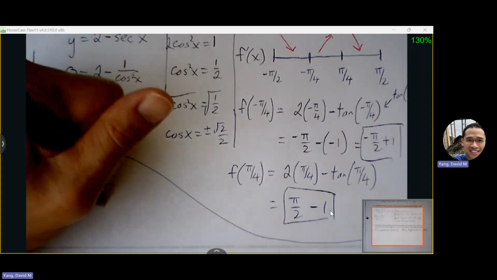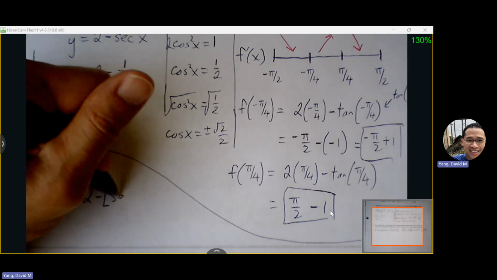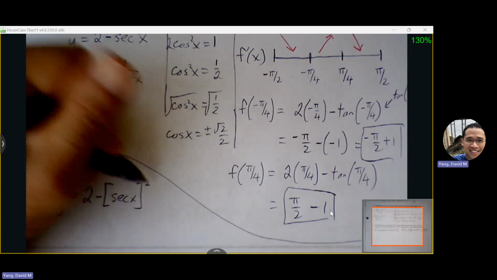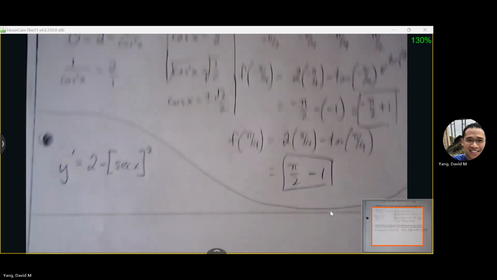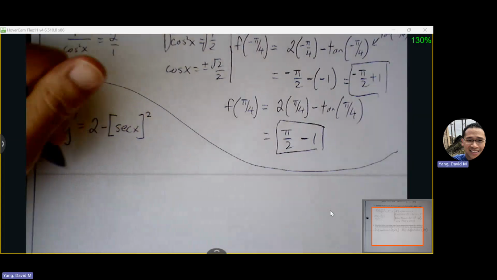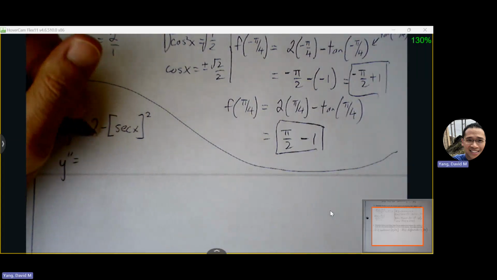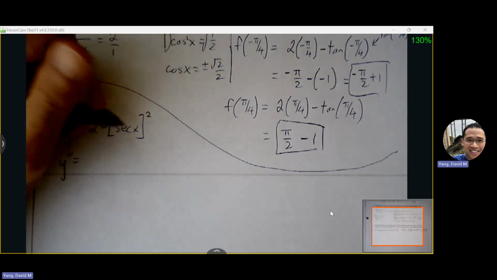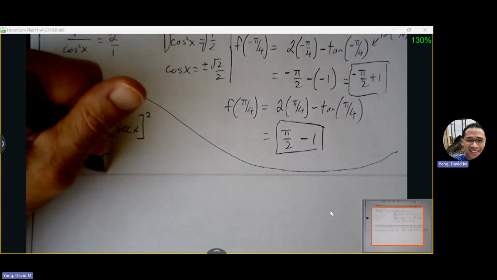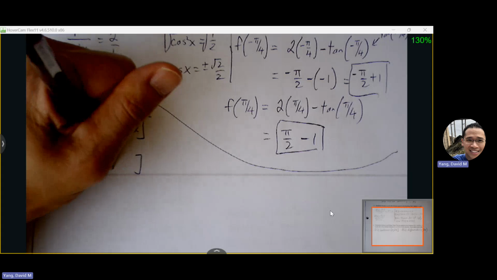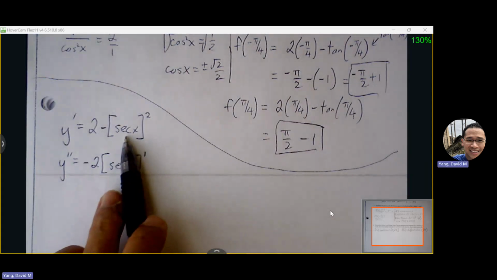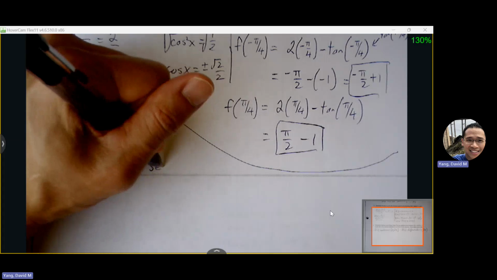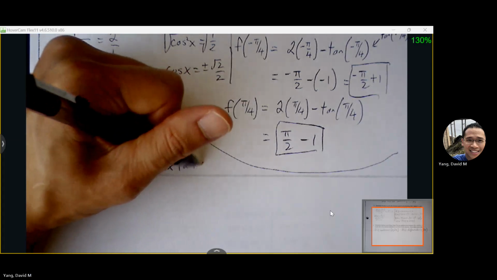Going to set it up for chain rule here. I see that squared, and you put it in a better place here. So I've got to go through chain rule here. Y double prime: 2 goes to 0. We do bracket squared, which becomes negative 2 bracket to the first power, and then multiply by the inside derivative. Secant becomes secant tangent.